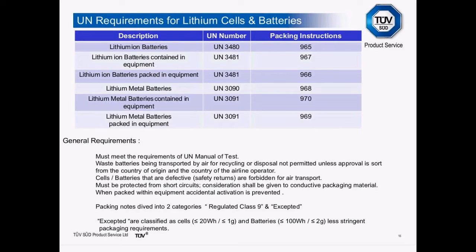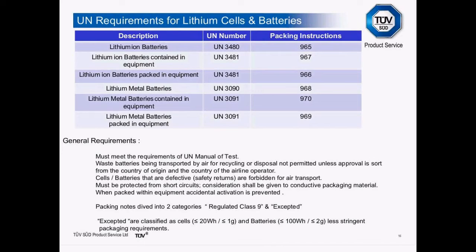When packed within equipment, the general requirement is that accidental activation must be prevented. So if you are transporting, say, a rack system or something like that that has batteries in it, it's best to isolate the battery. If it's embedded into the actual product itself and it has an on-off switch, it's quite a good idea maybe to design packaging that prevents the switch from accidentally going into the on position.